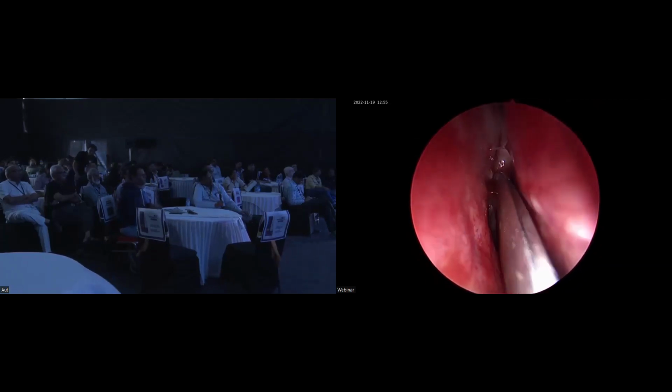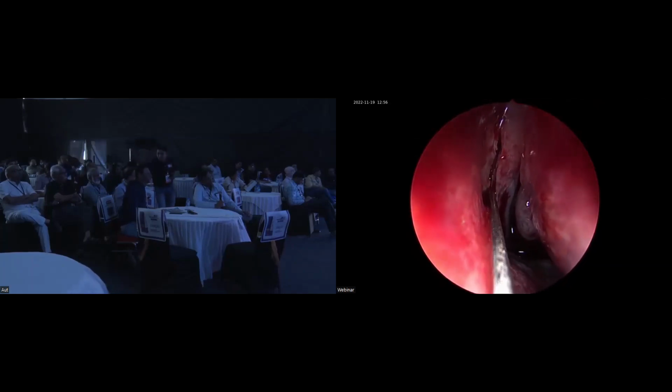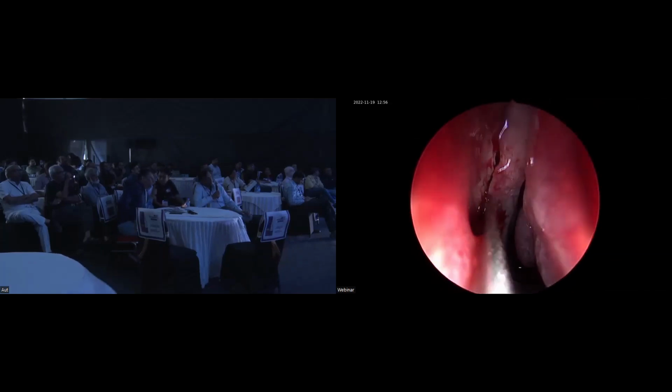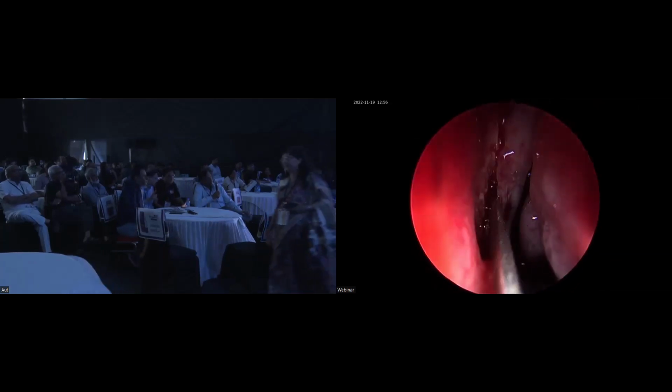Yeah. So I'm using it like a saw. And you can see it's coming in 3 layers. You have a mucosa, bone, and mucosa.